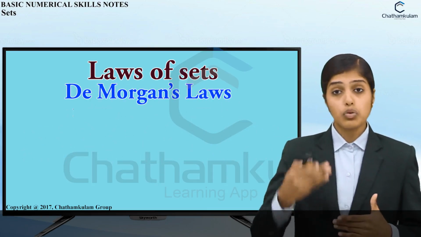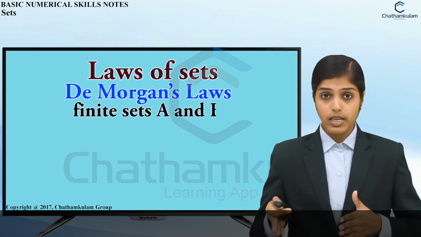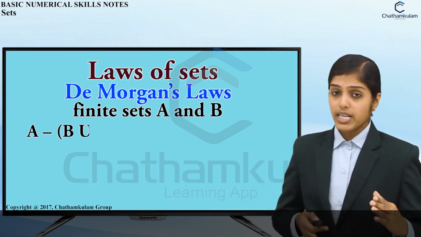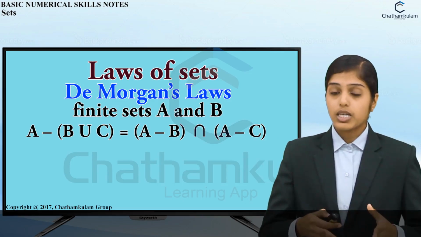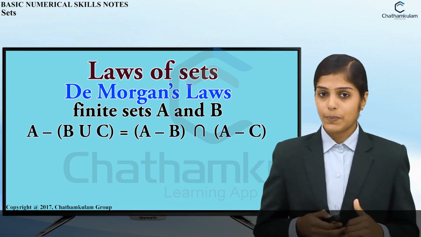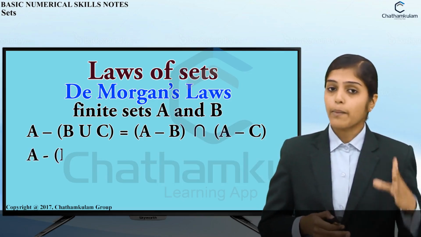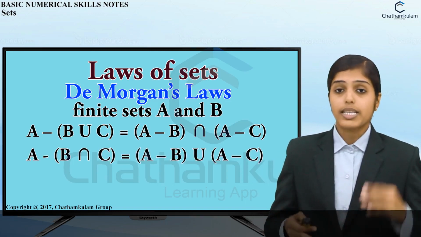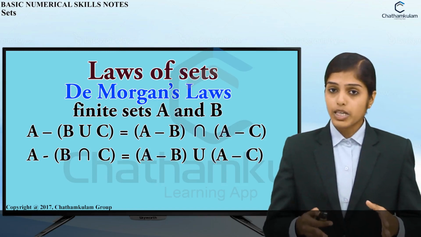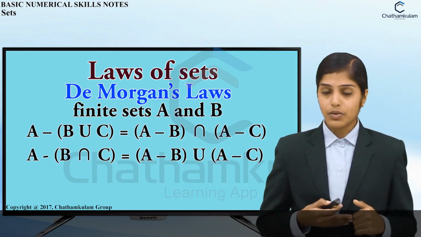Here for any sets A, B and C, first of all, A minus (B union C) is equal to (A minus B) intersection (A minus C). The second one is A minus (B intersection C), that is in case of intersection, which is equal to (A minus B) union (A minus C).